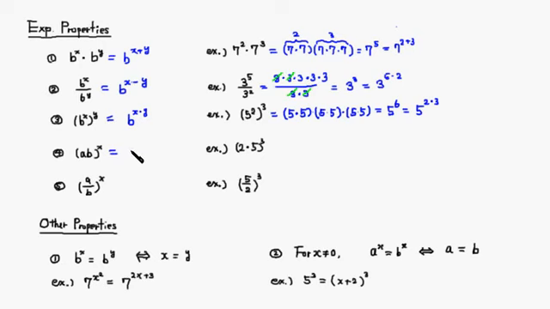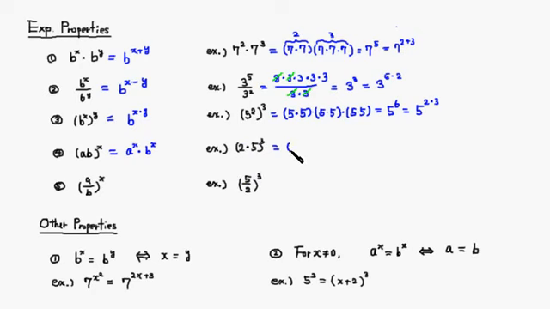So you have a to the x times b to the x. Why is that true? Let's look at a small example. Let's do 2 times 5 raised to the third power.